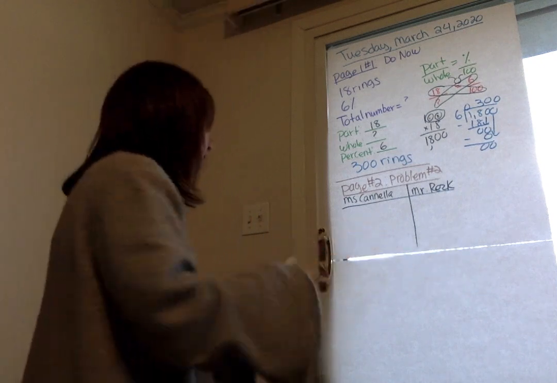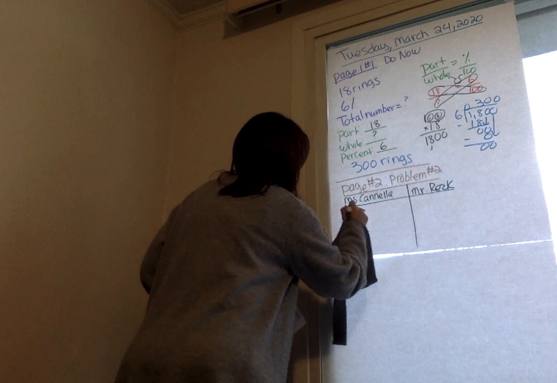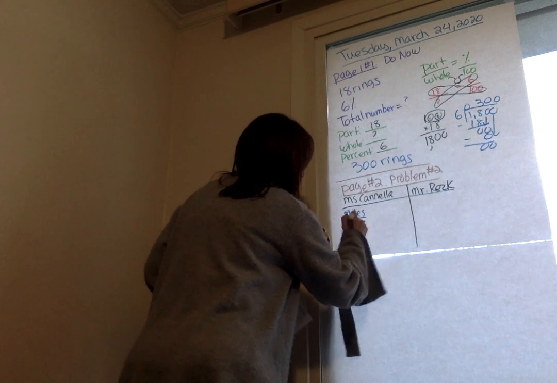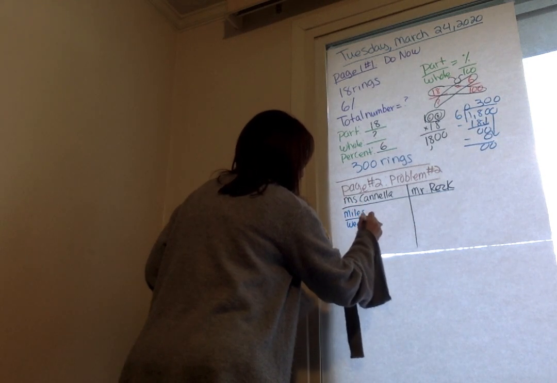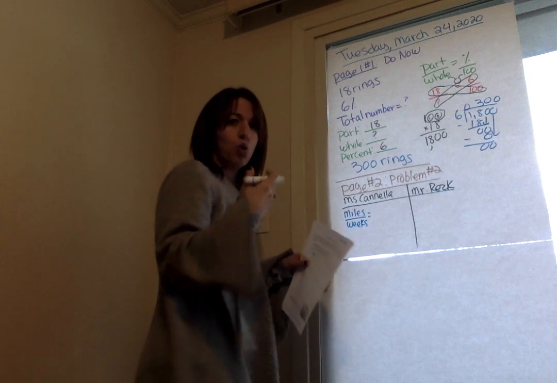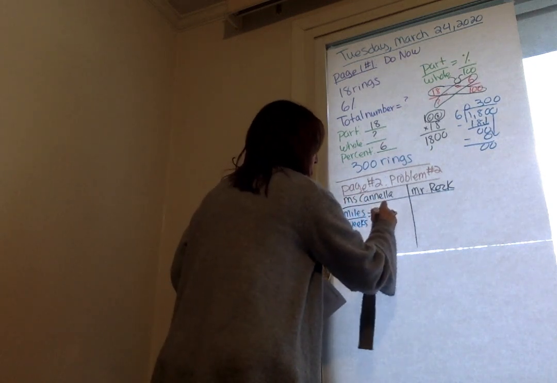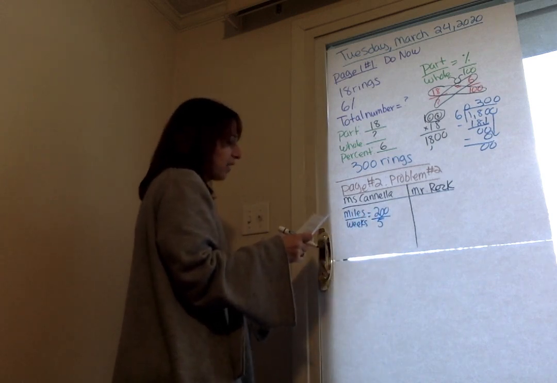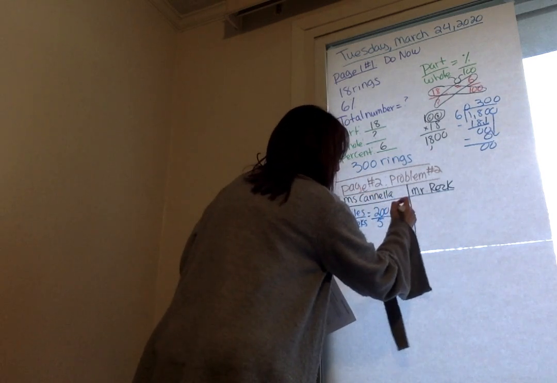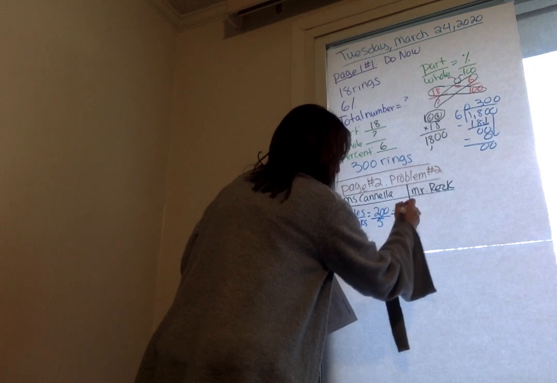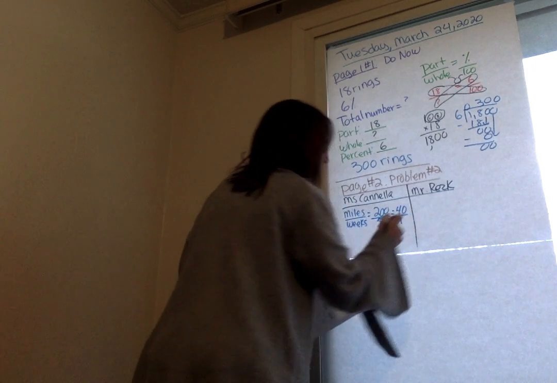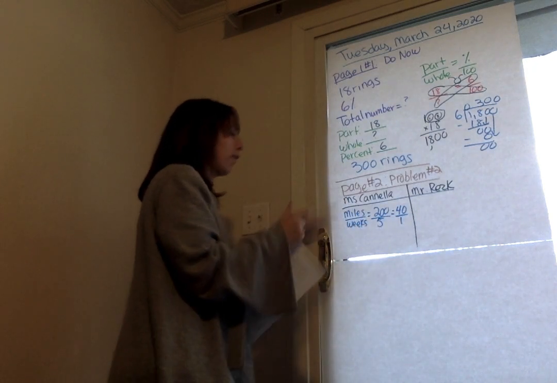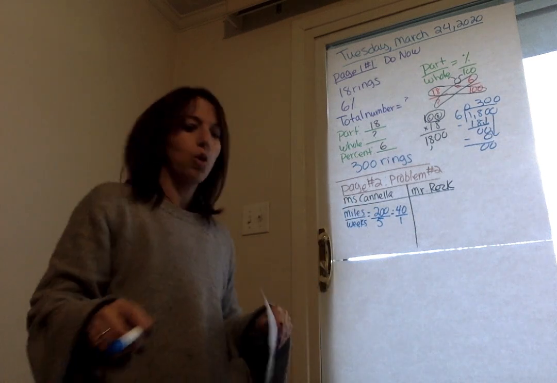So let's look at myself. We know that we're comparing miles over weeks for me. So I'm going to write miles over weeks. It says I ride 200 miles, so 200 is the numerator, in 5 weeks. So when I divide 200 by 5, I'm going to get 40 miles per 1 week. That is my unit rate of 40 miles per week.